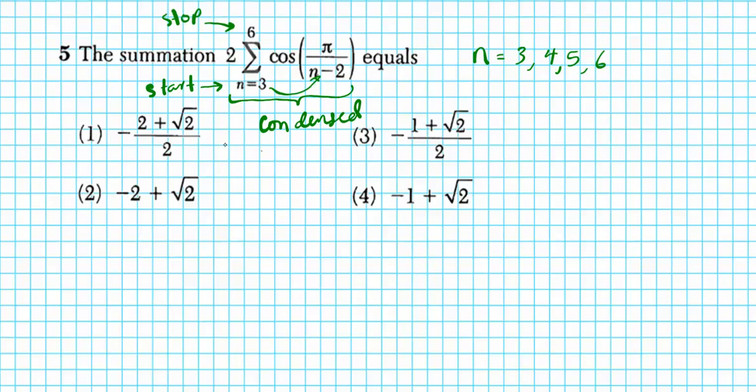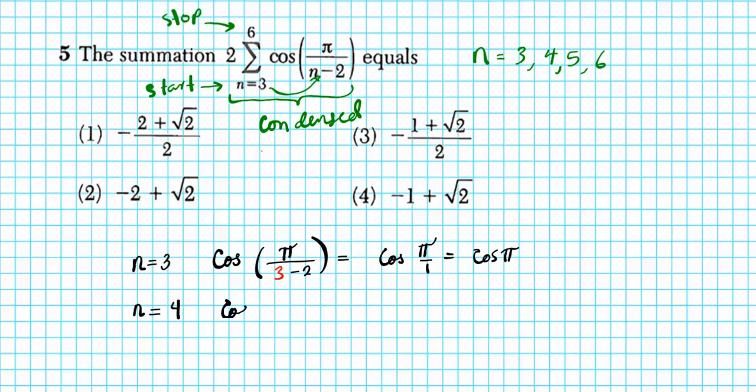Okay, so let's go ahead and write this in expanded form, starting from n equals 3. From n equals 3, we have cosine pi over, instead of n, we have 3 minus 2. Okay? So if we work this out, we have cosine of pi, 3 minus 2 is 1, which is cosine pi. All right, moving right along, n equals 4, we have cosine of pi over 4 minus 2.